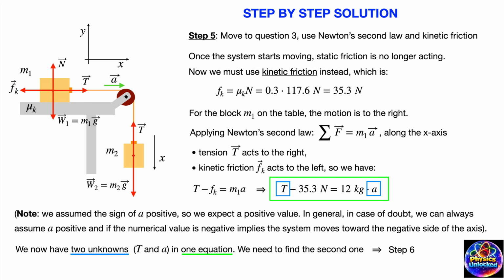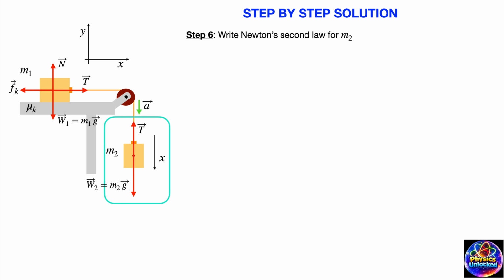So we have now two unknowns, the tension and the acceleration, in one equation only. As you can see, we have the two unknowns, T and a, in the blue squares, and in the green rectangle we have our one only equation so far. So we need to find the second equation, and to do that we go to step number 6. So let's go ahead with step number 6.